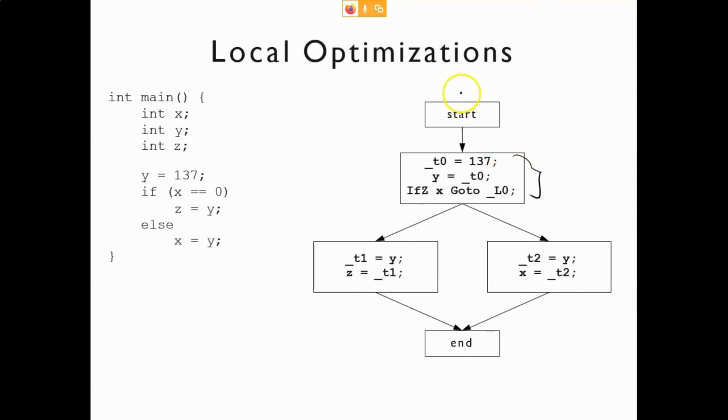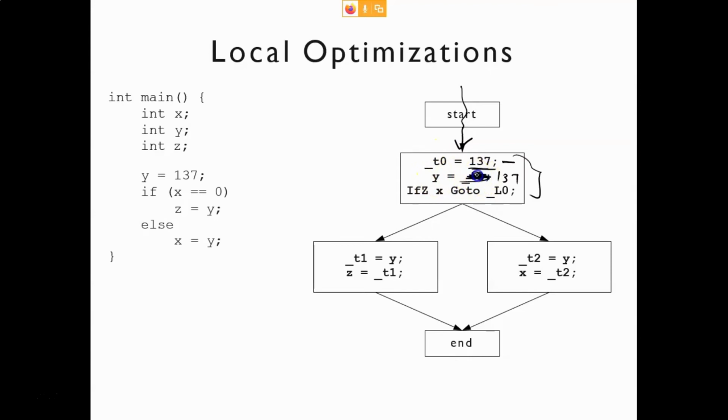Now the compiler is reading your program, and it is coming here. T0 is being assigned the value 137. Now you are assigning T0 to Y. So what you can do, you can replace this directly with 137, because you are assigning 137 to T0, and you are assigning this T0 to Y.